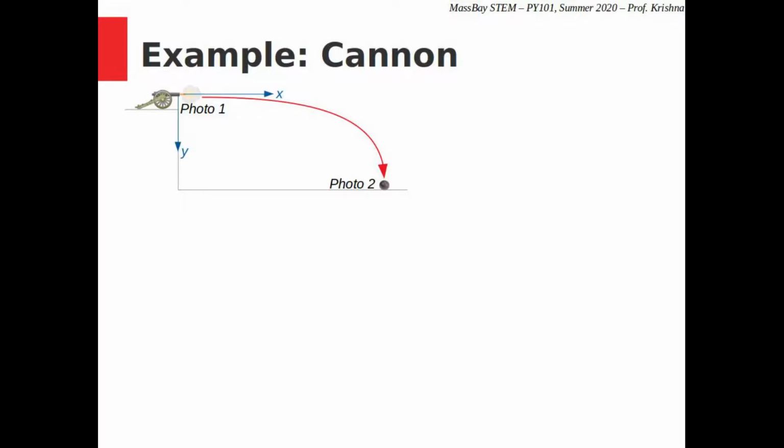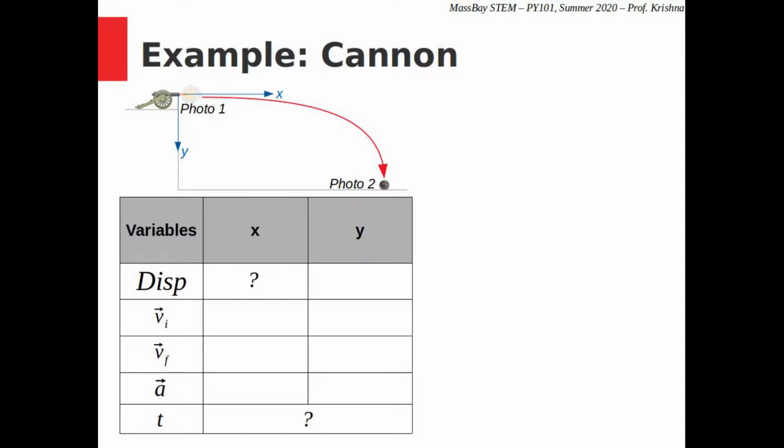We will set the origin as the launch point and the axes such that rightwards is positive x and downwards is positive y. We were asked for the time of flight, so the time is unknown. The second part of the question asks for the range of the cannonball. Range simply means how far away the cannonball lands. It is a synonym for horizontal displacement, the displacement in x.